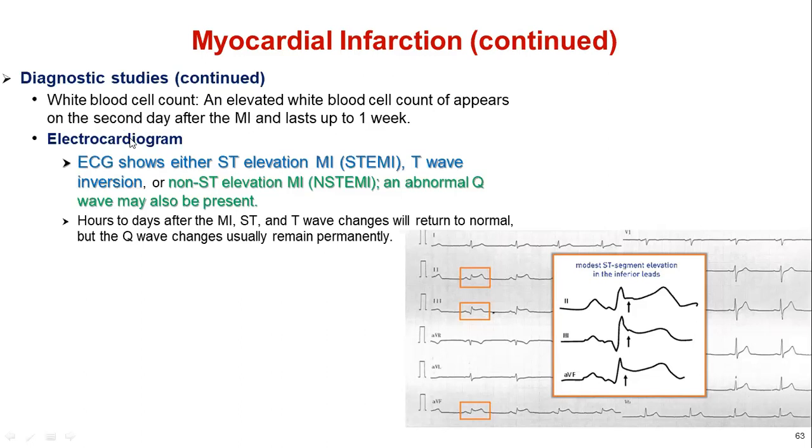EKG, I want to recap it again. In EKG findings, we can see the EKG shows either ST elevation, right, or T-wave inversion, or non-ST elevation, which means in that case the ST segment is depressed, right, or an abnormal Q-wave may be present, right?